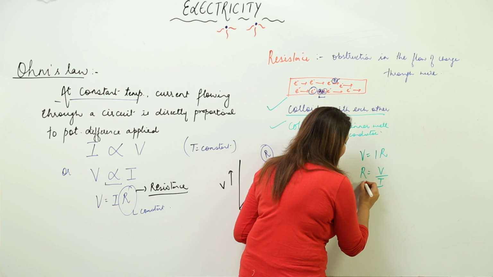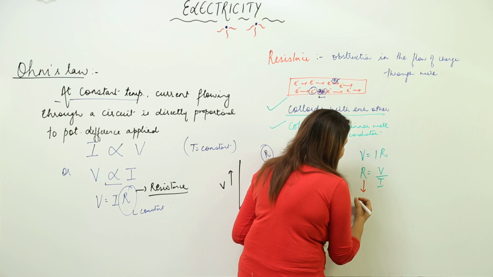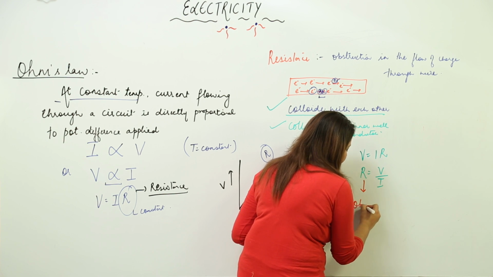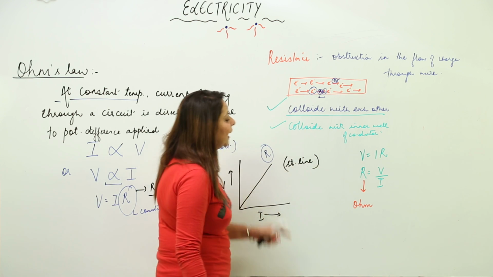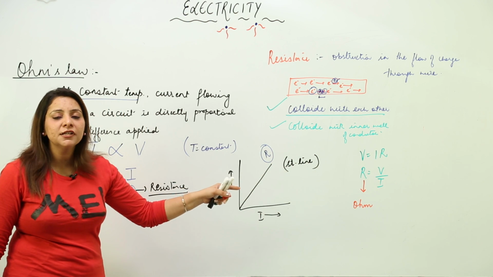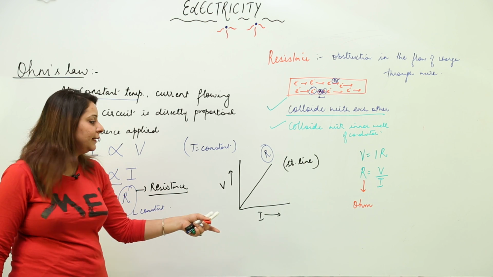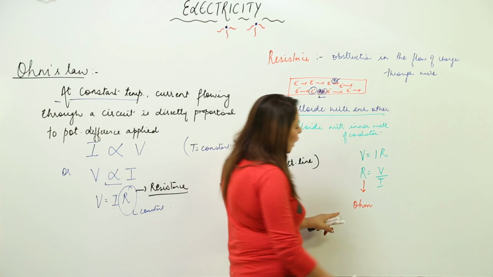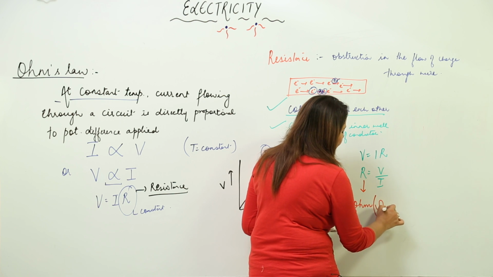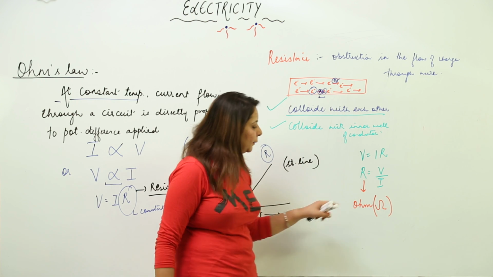And what is the unit actually? The unit for resistance is ohm. The scientist Ohm introduced the term resistance, so the unit was named after him, the ohm. And how do we denote ohm? We denote it by this symbol.